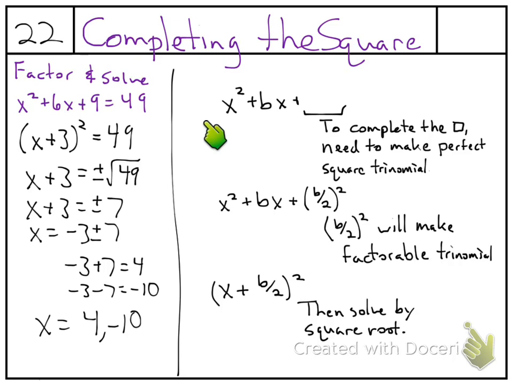So over here I have some rules. If I have x squared plus bx, I need to add a value to complete the square to make a perfect square trinomial. What's going to work for us is if we take half of that b value, or b over 2, and square it, it will make a factorable trinomial, which will get to this format that we could then solve by taking square roots of both sides. This example doesn't show that process, so let's go to the next screen and use this idea.